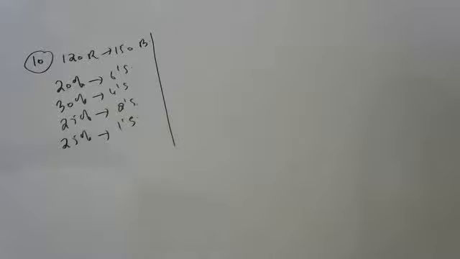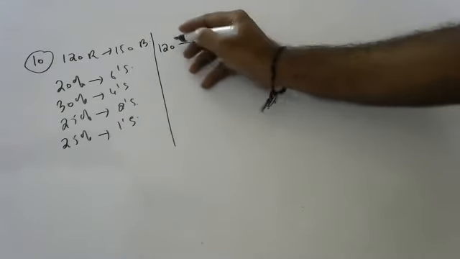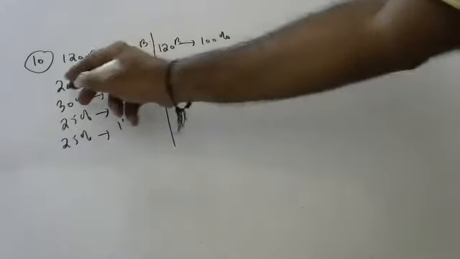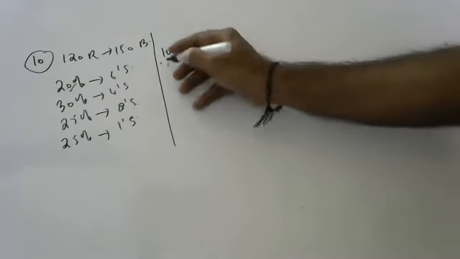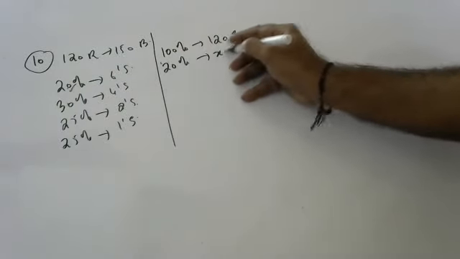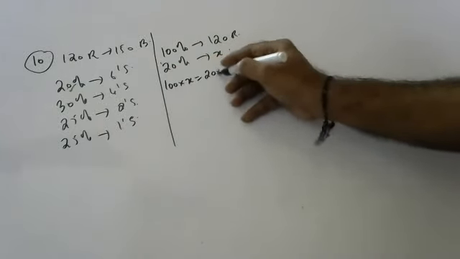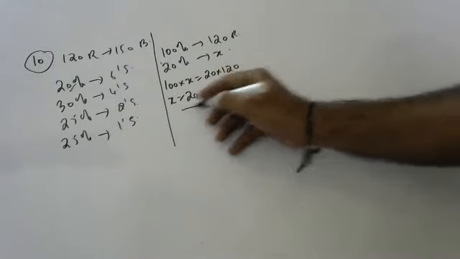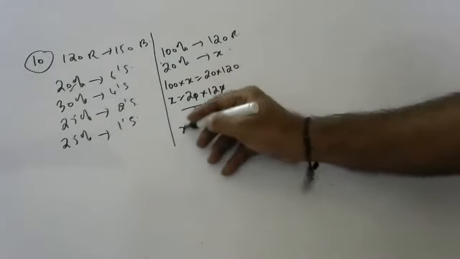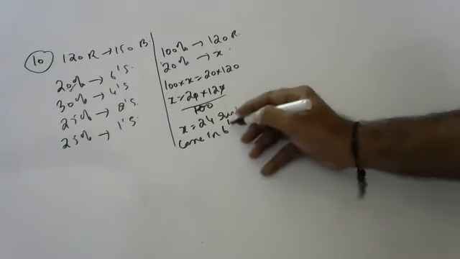120 runs is 100%. Now 20% is how much? Cross multiplication: 100 into x is equal to 20 into 120. So 24 runs came in the form of sixes.